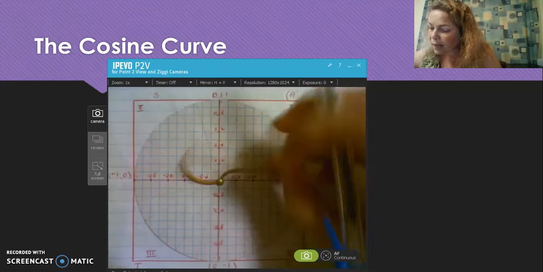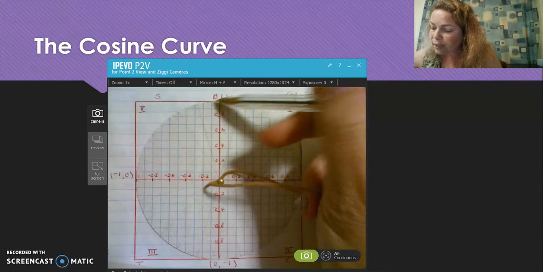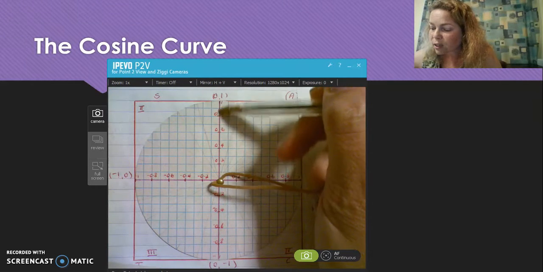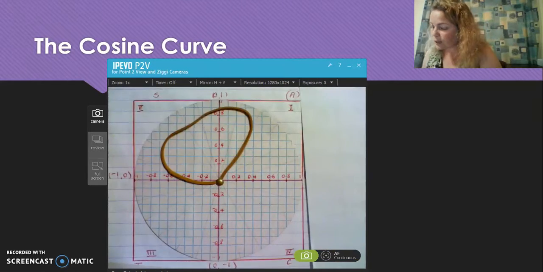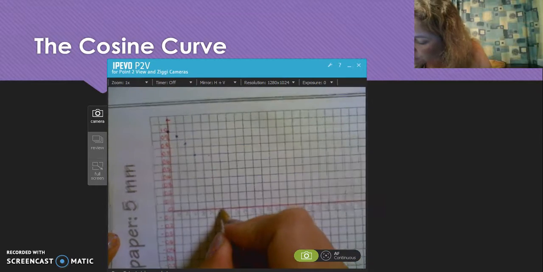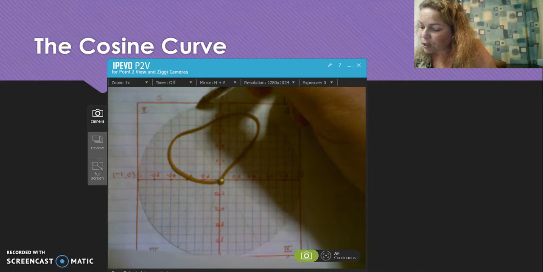When I'm at 90 degrees, I don't move left or right, so my value for cosine is actually 0. So when I get to 90, if I find my 90 here, I know I've got to be down to 0.